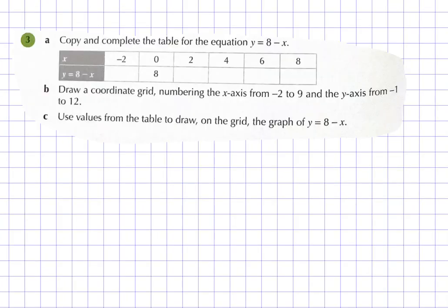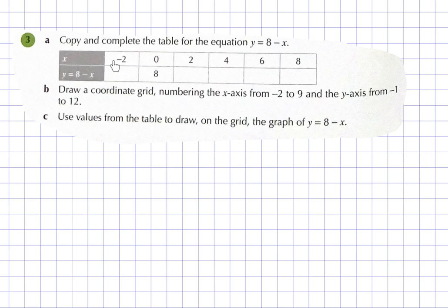Number 3, look for number 3, stop writing. Copy and complete the table for the equation y equals 8 minus x. Now you have x: negative 2, 0, 2, 4, 6, and 8. To find y, 8 minus x. You can use your calculator to find the answer.